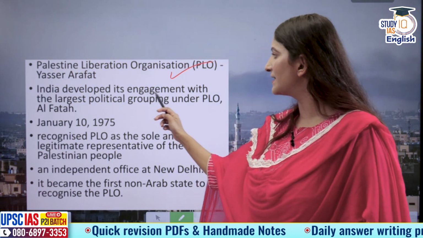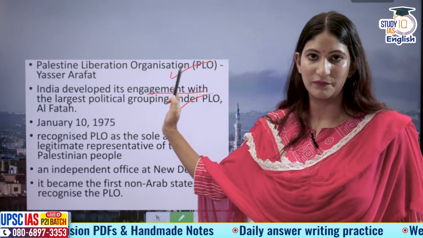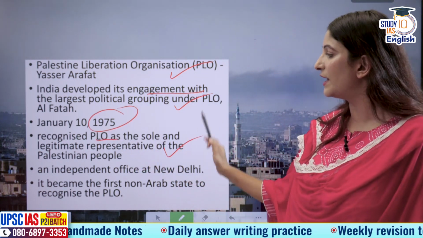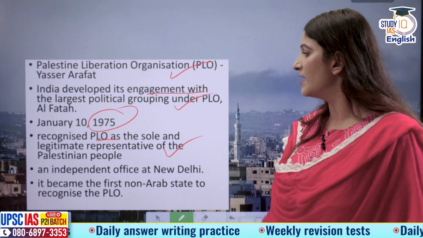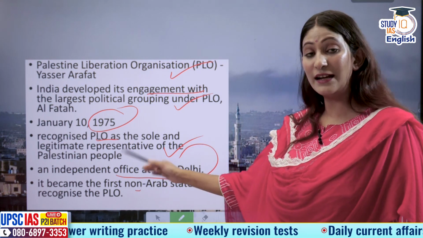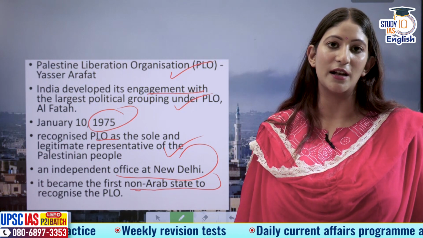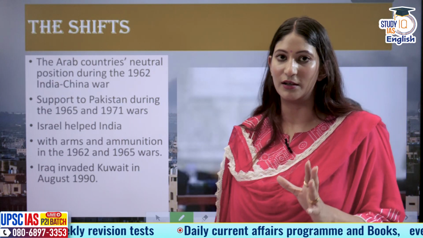So India developed its engagement with the largest political grouping, the PLO, Al-Fatah. On January 10, 1975, we recognized the PLO as the sole and legitimate representative of the Palestinian people, no one else. An independent office was given at New Delhi, and India became the first non-Arab state to recognize the Palestinian Liberation Organization. But a shift occurred.